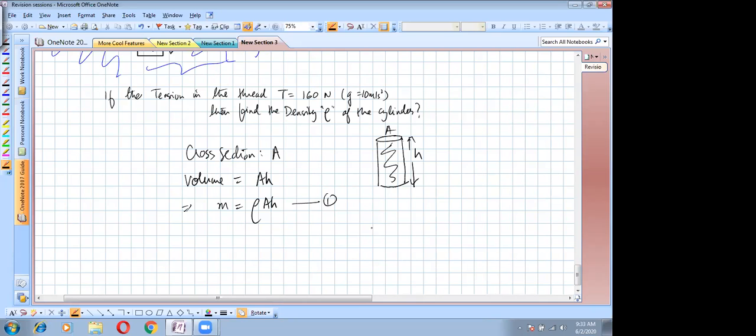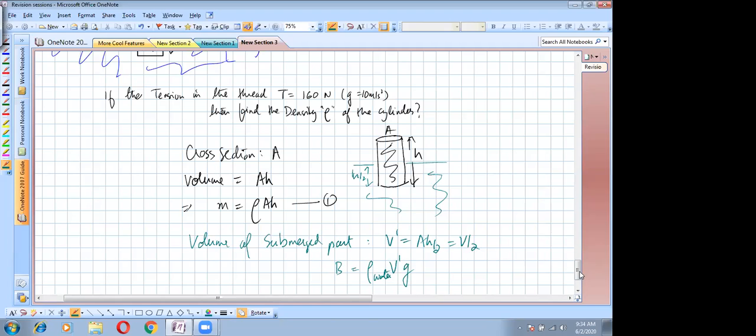Now half of it is submerged. Okay, so the water is only up to here. So the submerged part has a volume of how much? Half the total volume. So volume of submerged part, so V prime, is equal to A into H by 2. So that is V by 2. So buoyant force will be equal to density of water into volume of submerged part into G.